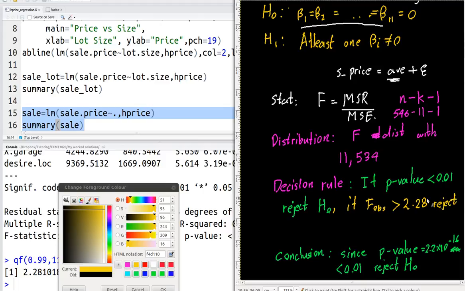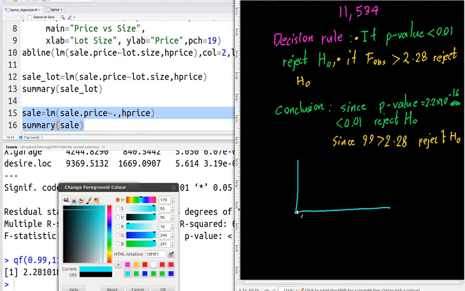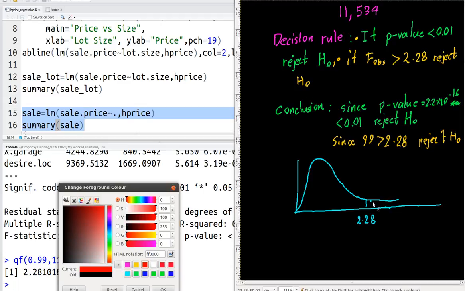Now you don't have to do both methods. You choose one or the other. Since 99 is greater than 2.28, reject. So there you go, that's how you do an F statistic. Before we finish off, you can only do a one-tailed test in F statistics, mainly because F statistics are always positive. If I was to draw the distribution, it looks a bit like that. What we're checking is whether my observed value is greater than the critical value, in this rejection region. In this case, 99 was way up there. So this is a rejection region, and therefore we reject our null hypothesis.